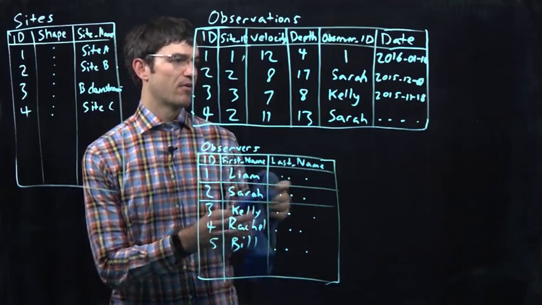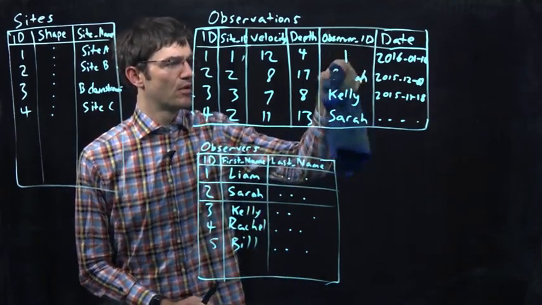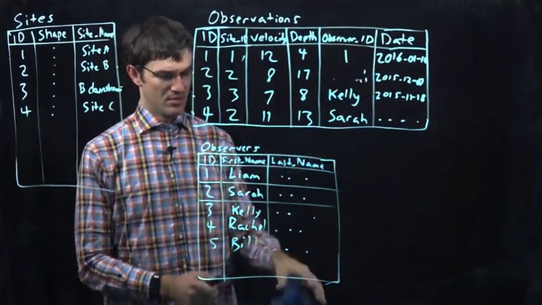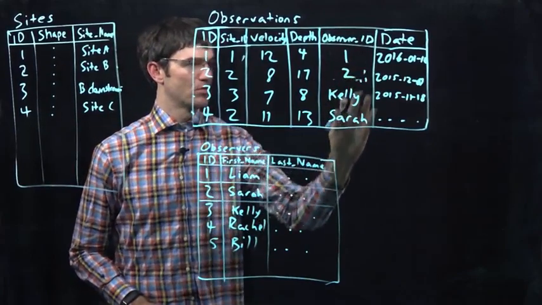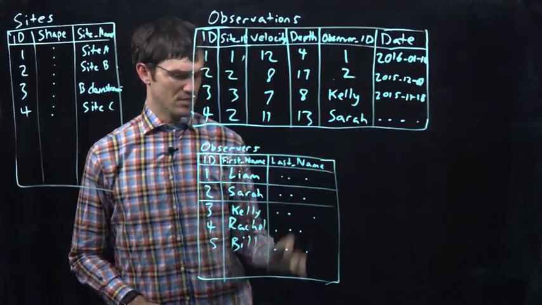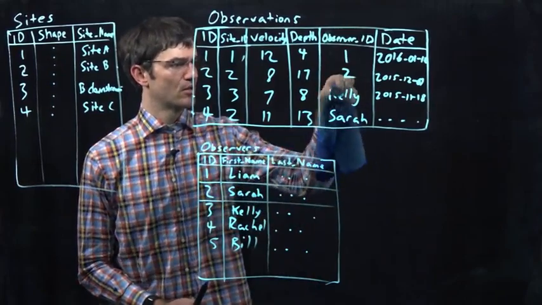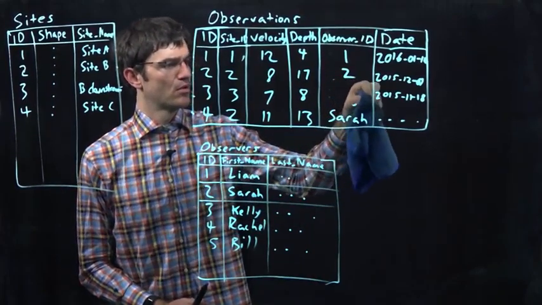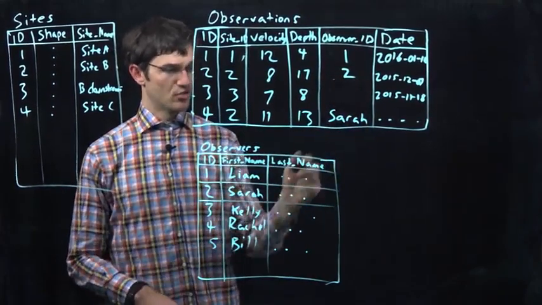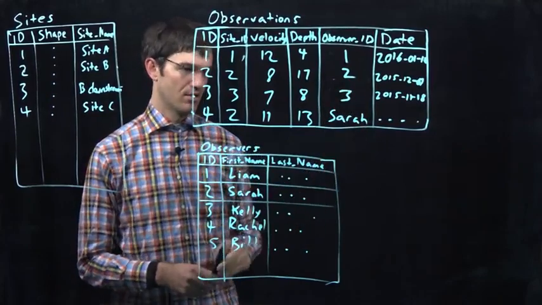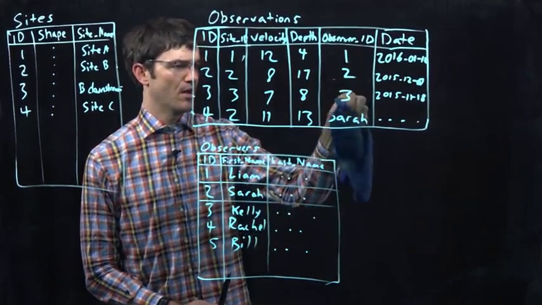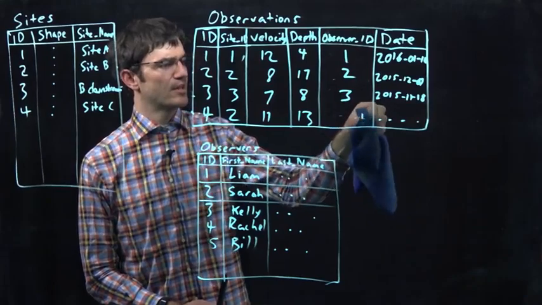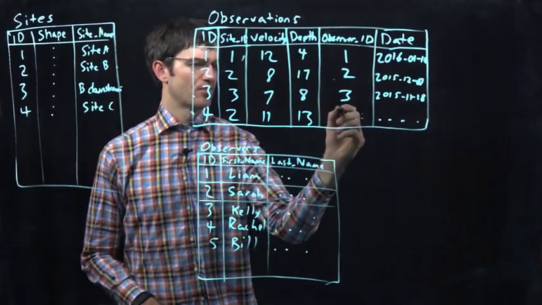And then if we have Sarah, that's going to be observer ID 2. And then Kelly here, observer ID 3. And then back to Sarah here, observer ID 2.